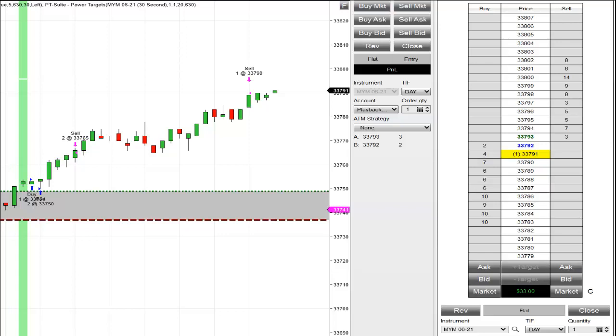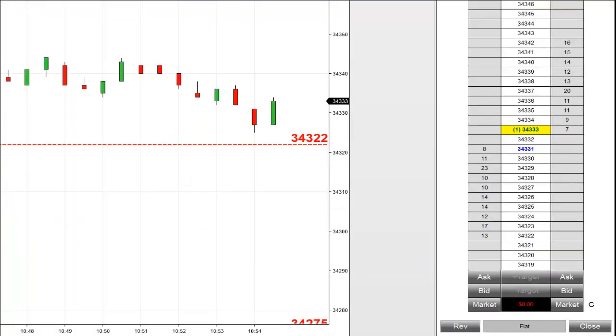So there's an example of a long entry that occurred, and one way to play it off of this alert. All right, next let's go ahead and take a look at a short example. You can see here the market's a few hours into the session. We actually have our power targets on, so there's one of the target levels. And you can see our 30-second chart's actually kind of cruising down towards that target.